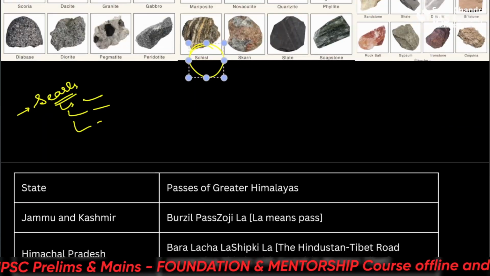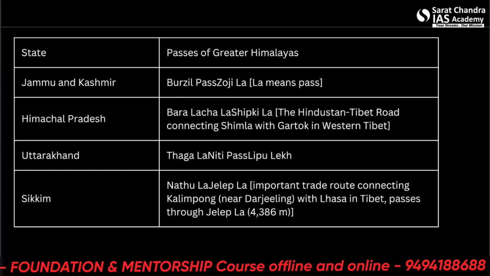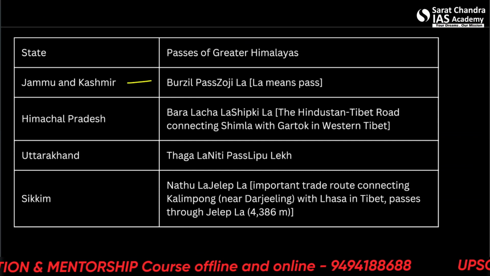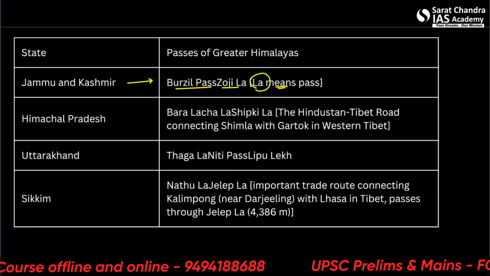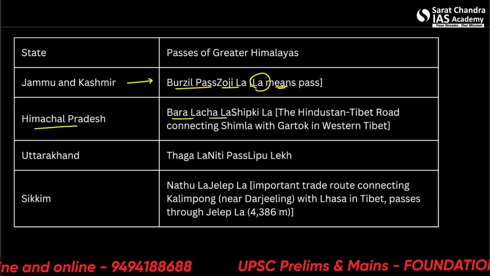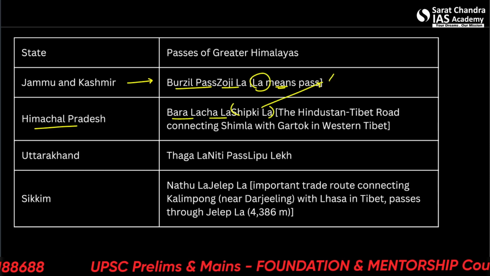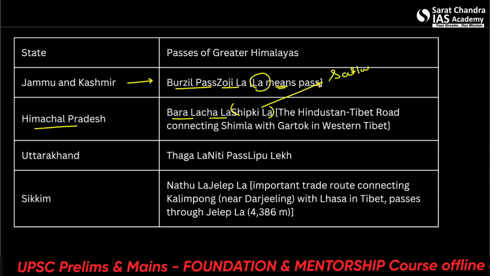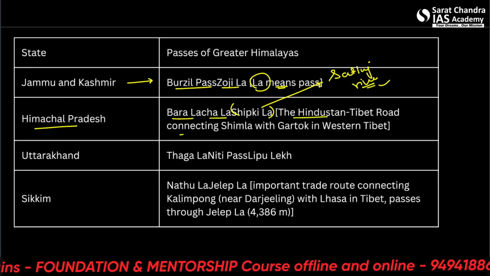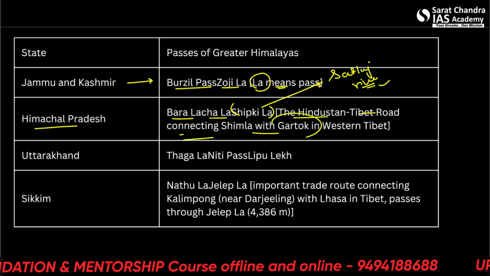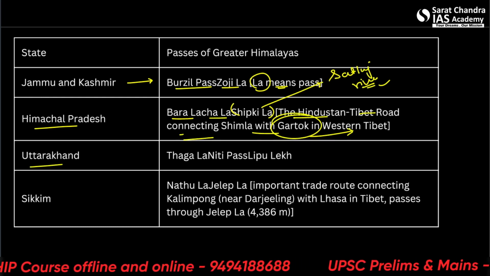Okay, let's move forward and see the passes of the Greater Himalayas. So in Jammu and Kashmir, you can see the Burzil Pass, Jozila. La means pass. In Himachal Pradesh, you can see Baralacha and Shipkila. Shipkila is a very important pass. From here, the Satluj River enters India. Also, the Hindustan-Tibet road connects Shimla with Gartok in western Tibet.